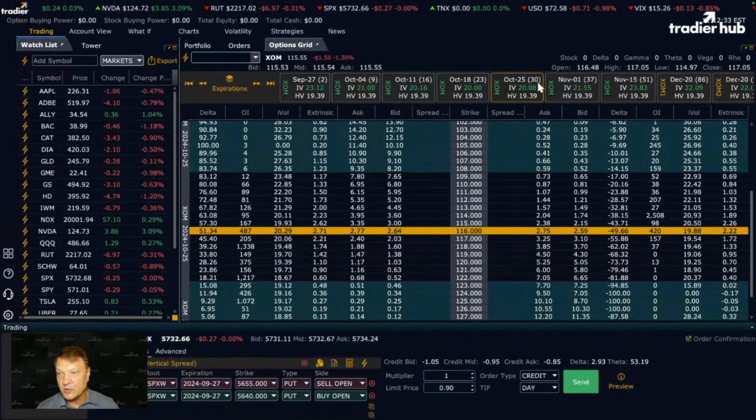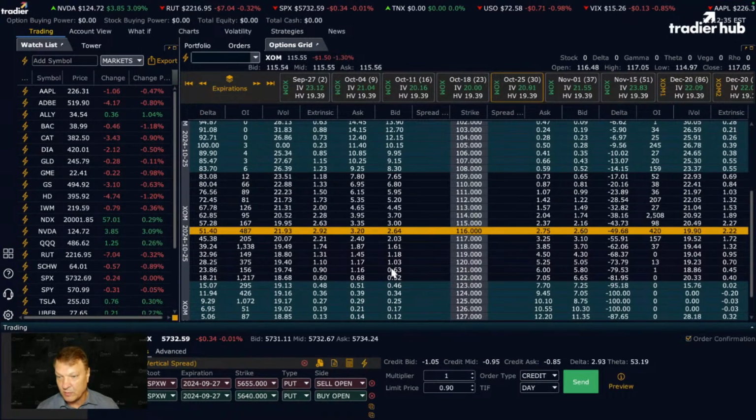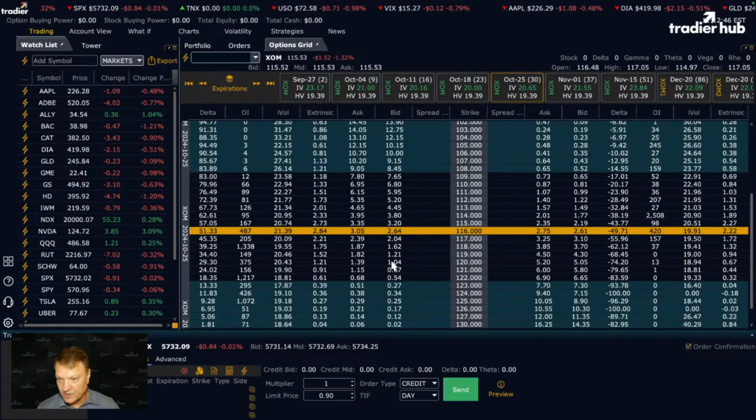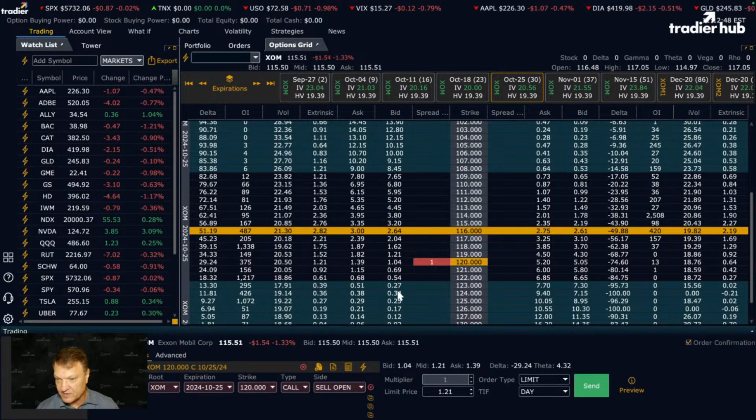We're going to do the October 25. We're going to be 30 days away. We're going to sell the 120, and we can get a buck for that. So that's not too bad. Okay, so we're going to hit this bid. Let me clear this out. Hit the 120 right at that resistance level.